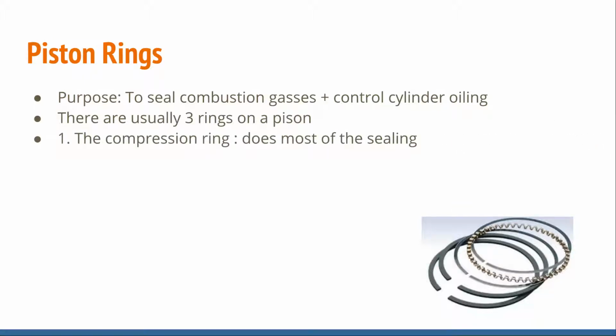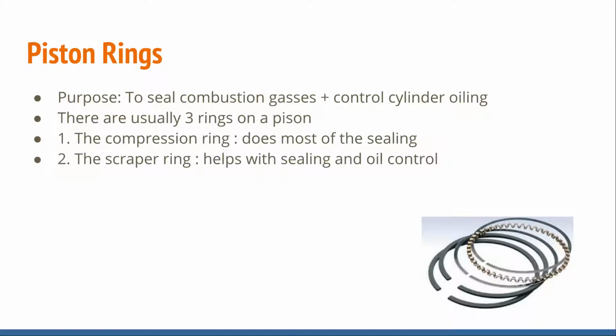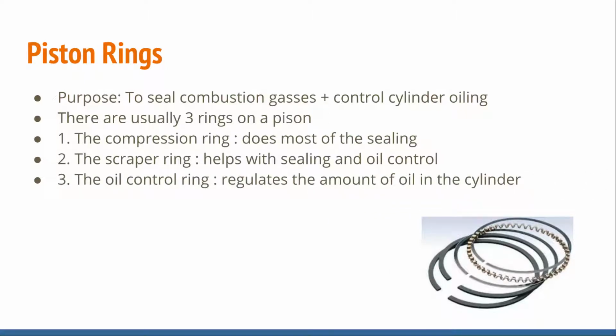Starting with the topmost ring, the compression ring. The compression ring does most of the sealing. The second or middle ring is a scraper ring. It helps with the sealing and oil control. And finally, the third ring, or the bottommost ring, is the oil control ring. It regulates the amount of oil in the cylinder.